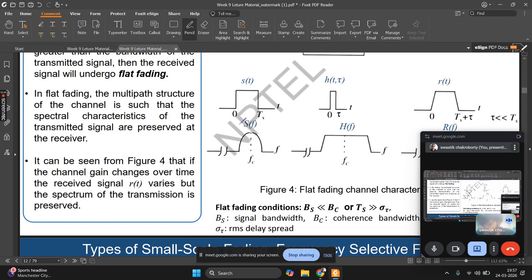So your frequency distortion will not happen. Only your signal will get attenuated. So it is much easier to handle with a repeater or some kind of implement that will boost the signal power.